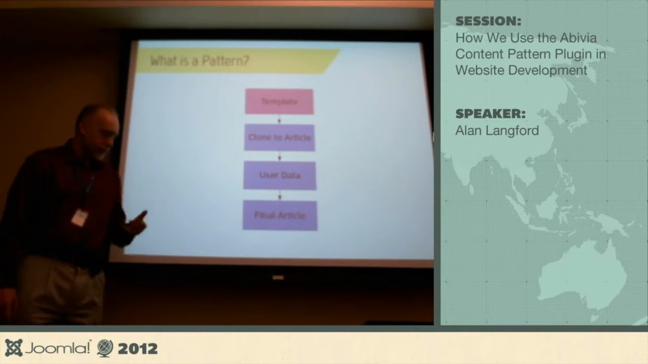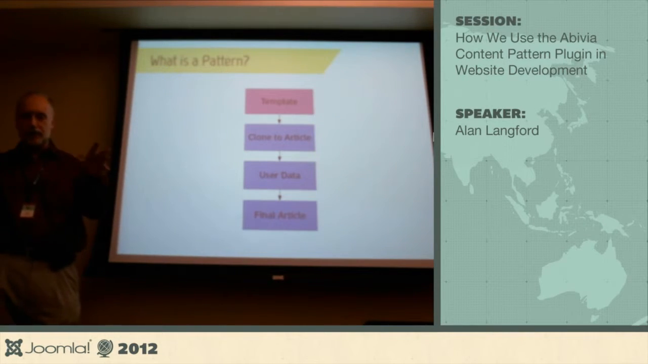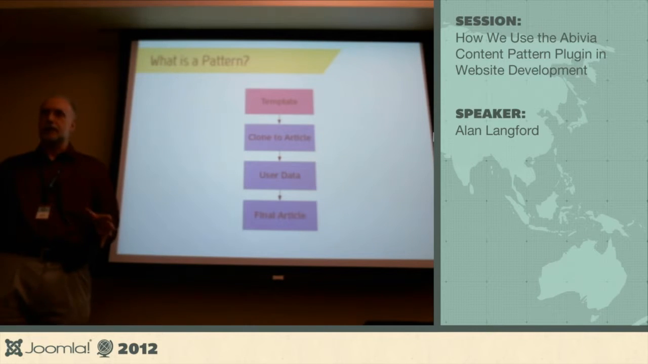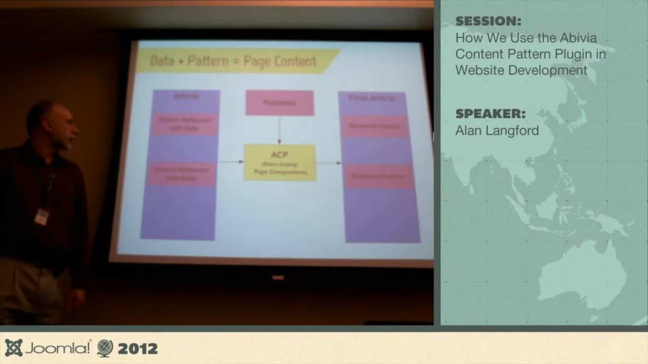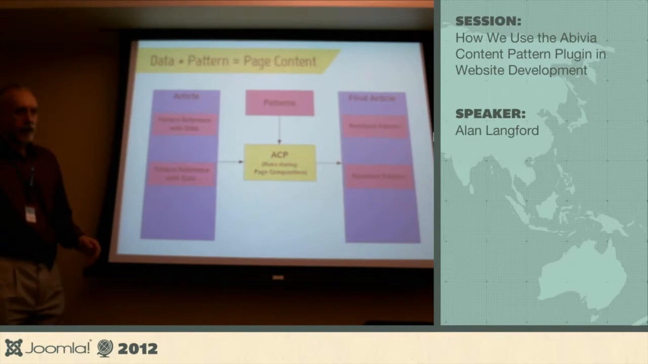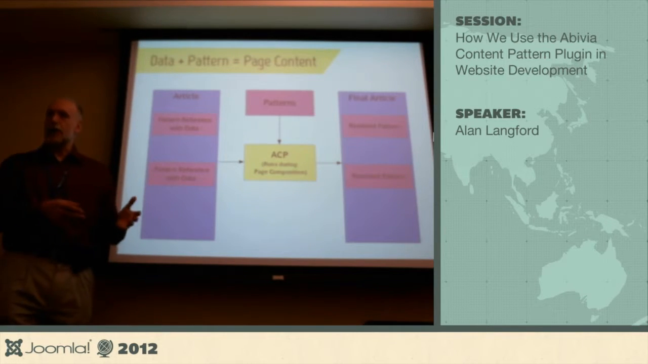Most of them take a template, you clone the content of that template into your article, you fill in whatever bits it is that you need to fill in, you save the article, and that's it, you're done. A pattern is different in that in the article you refer to a pattern and you specify parameters, variables that you want to pass into the pattern.